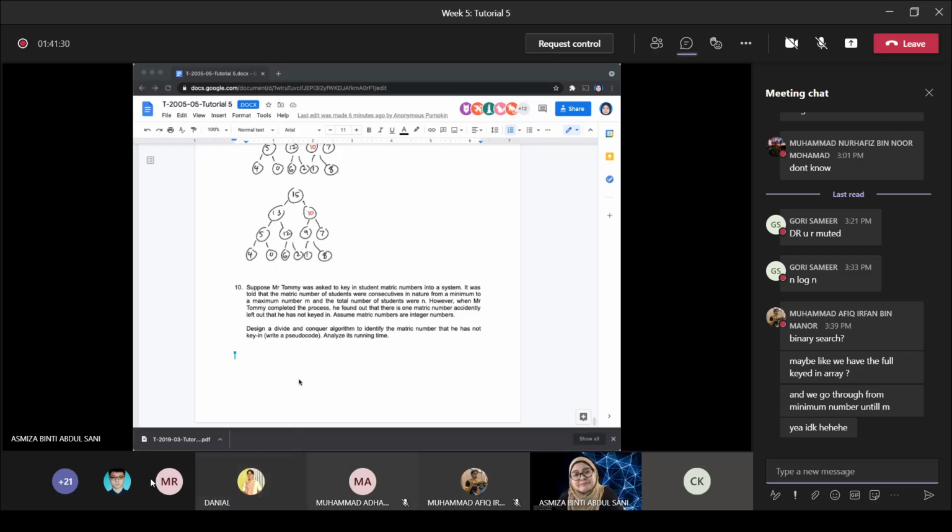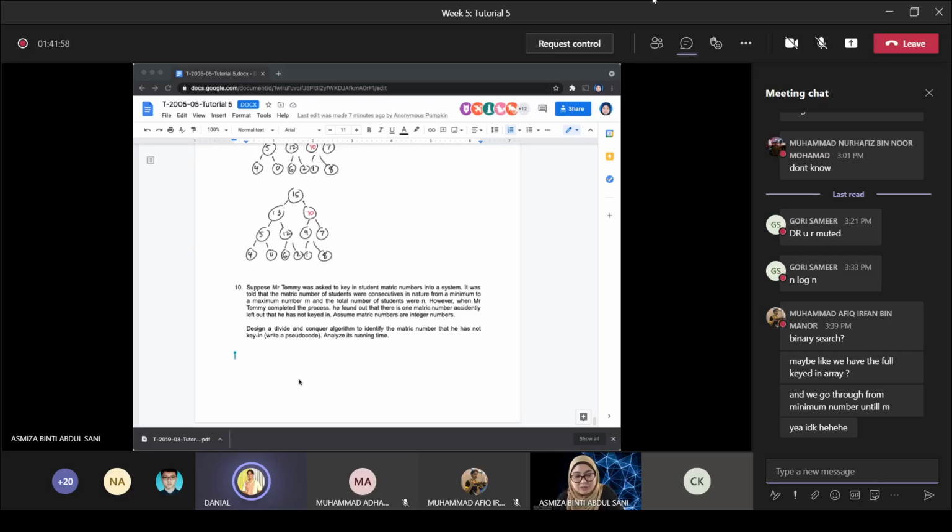So once he keyed everything in, he forgot one number. He keyed everything, but he doesn't know which number he missed out. He only knows that if, let's say, he's supposed to have 100 students, but in the spreadsheet it's only up until 99, he doesn't know which metric number he missed out. So that is the problem.